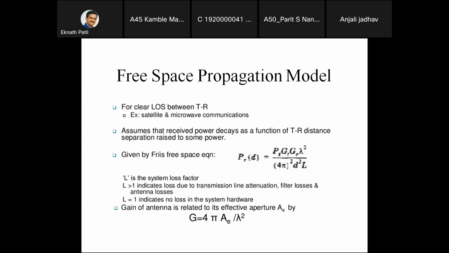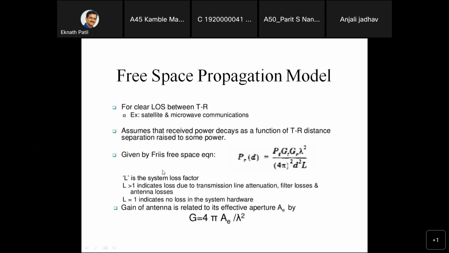The free space propagation model has properties that we have to take into consideration for the LOS, the line of sight between transmitter and receiver. An example is satellite and microwave communication. In those cases, these things come into the picture.